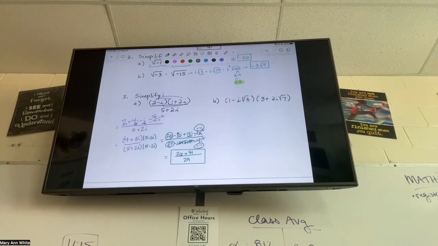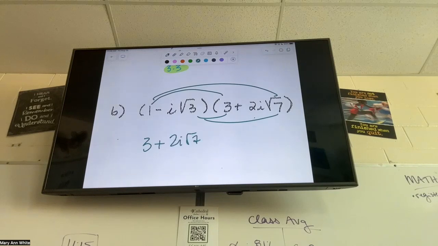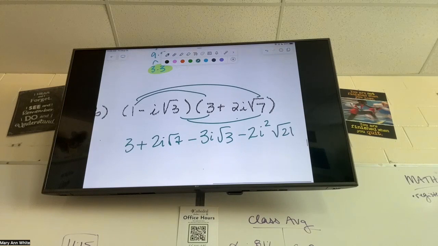All right, let's look at the next one together. I promise this one's simple, but it looks insane, doesn't it? Let's distribute. So I've got 3 plus 2i root 7 minus 3i root 3 minus 2i squared root 21. Well, can I combine any of these terms to make this a simpler problem?